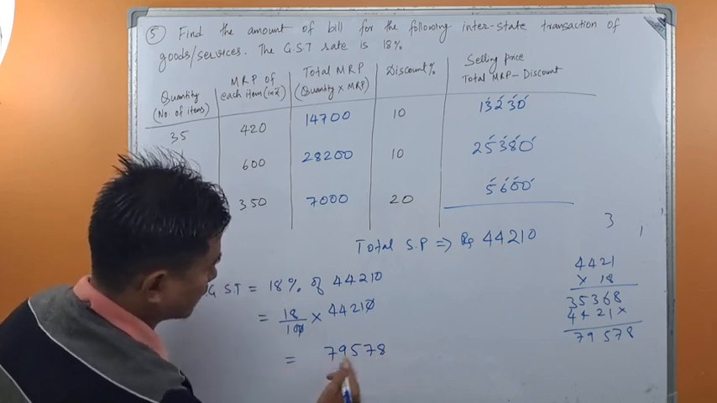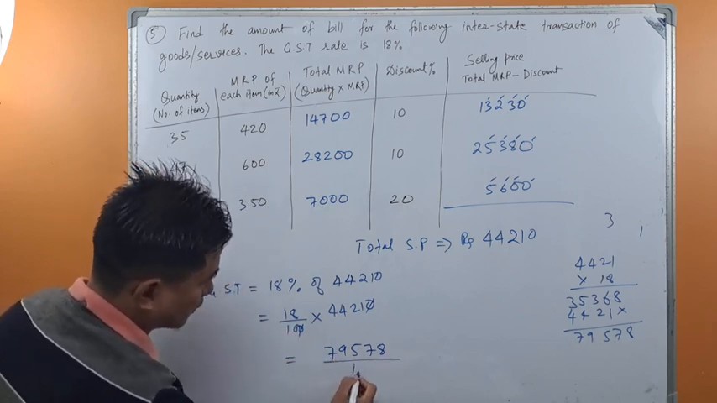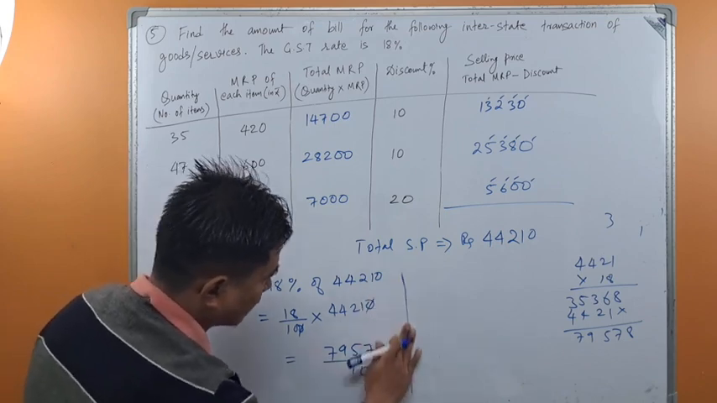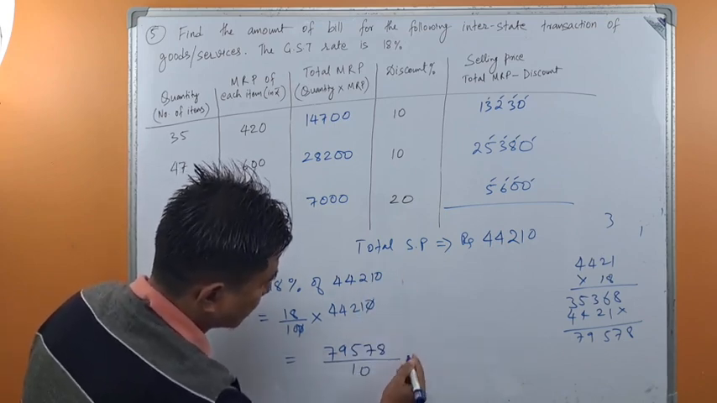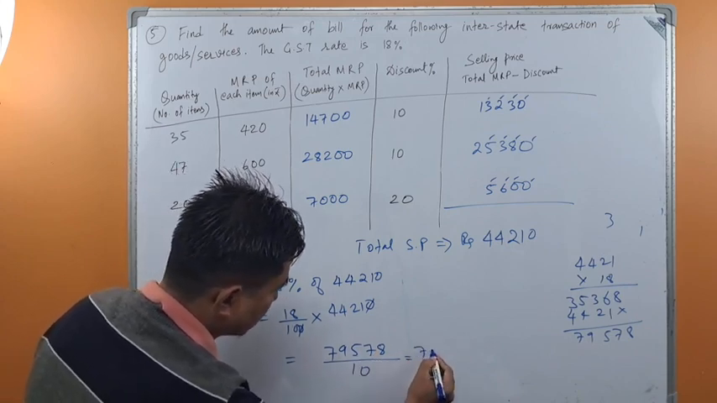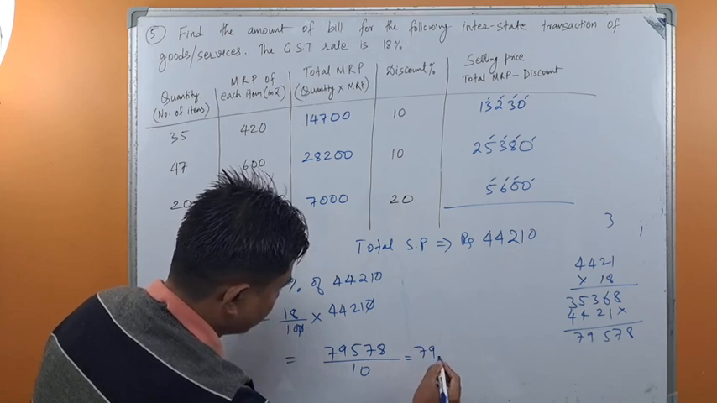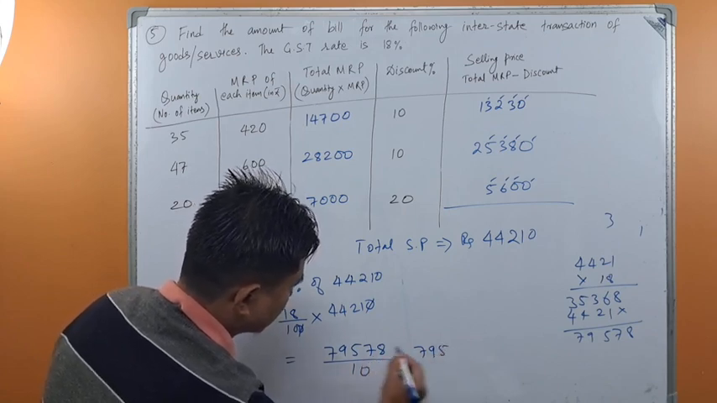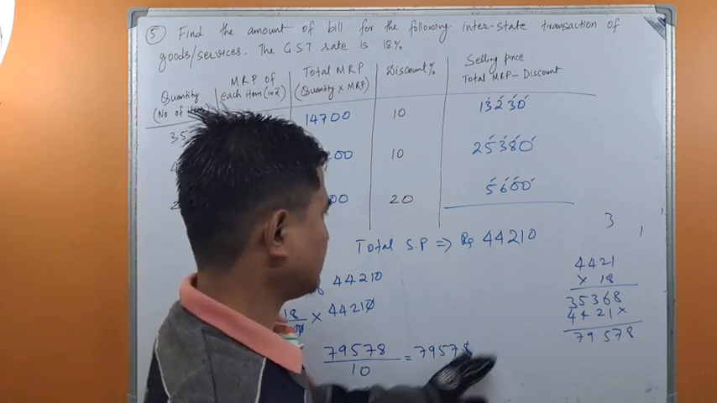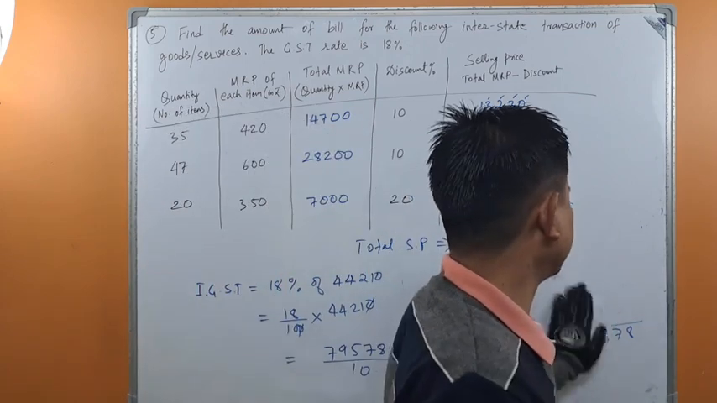79578. We have 10 in the denominator, isn't it? So we remove this 0 from the denominator and put decimal before one digit number. 7957.8. Okay, so this is the GST, IGST, isn't it?